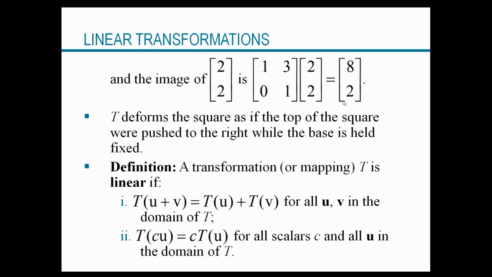But let's continue on here. A transformation is going to be linear if the transformation of the sum of two vectors is equal to the sum of the transformations of the vectors. Similarly, the second condition for a transformation to be a linear transformation is if the transformation of a constant times vector u equals the constant times the transformation of u.